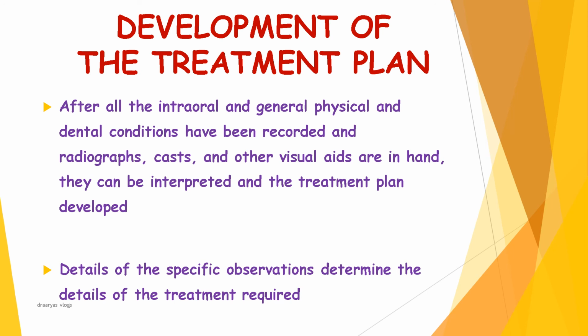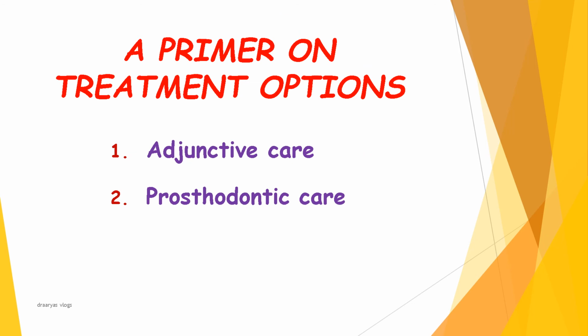So coming to the development of a treatment plan, after all the intraoral and general physical and dental conditions have been recorded and radiographs, cast and other visual aids are in hand, they can be interpreted and the treatment plan can be developed. And the details of the specific observations determine the details of the treatment required. A primer on treatment options. They are adjunctive care and prosthodontic care.